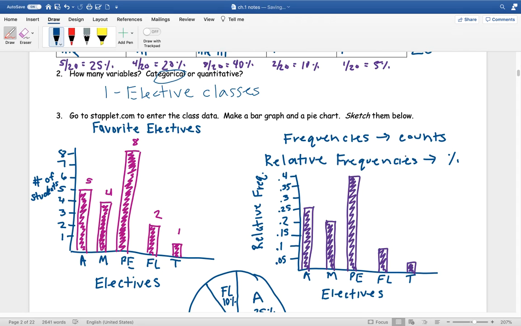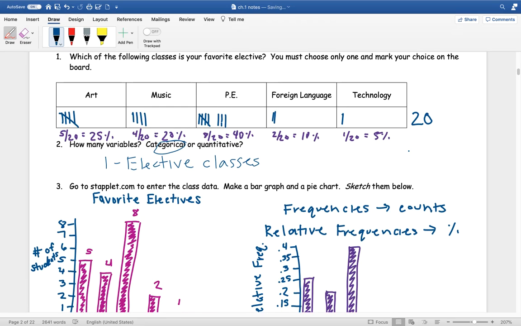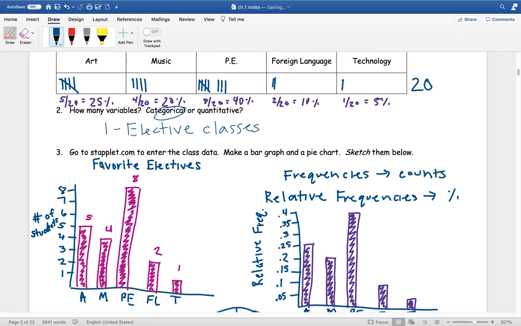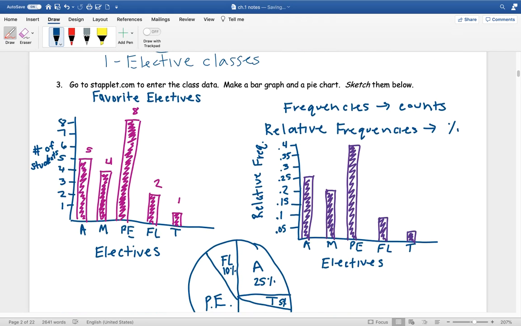Relative frequencies is based off of percents, and you can use percents, decimals, fractions. You take the numbers that you have up here. So I have 4 in music. I have 20 students overall. So I divide 4 by 20 and I get 0.2 or 20%. Okay, so this relative frequency bar graph is based off of those numbers.